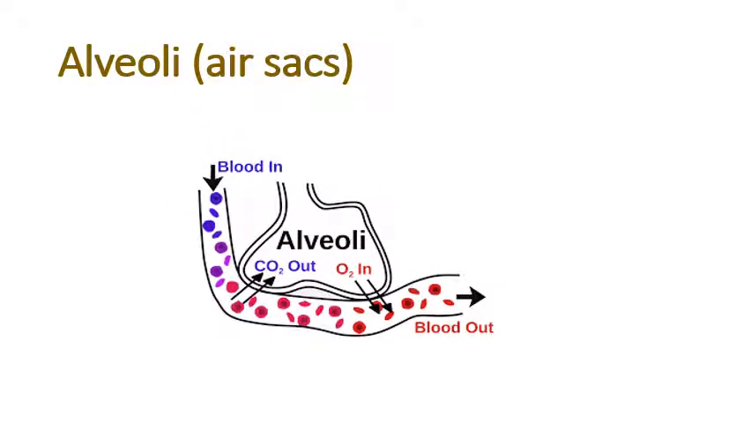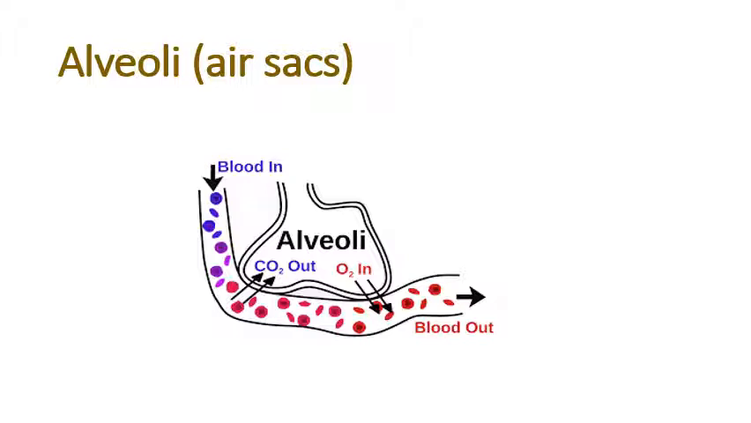Let's enter inside the lungs and see what alveoli are. Alveoli are air sacs that are found inside the lungs. Notice here we use two different colors, blue and red, in order to differentiate between the blood that enters and leaves the lungs. Let's start with blood in. Blood in means blood that enters the lungs.